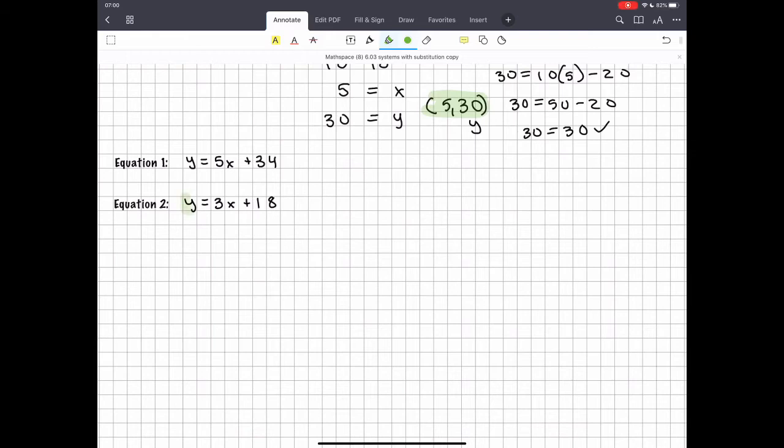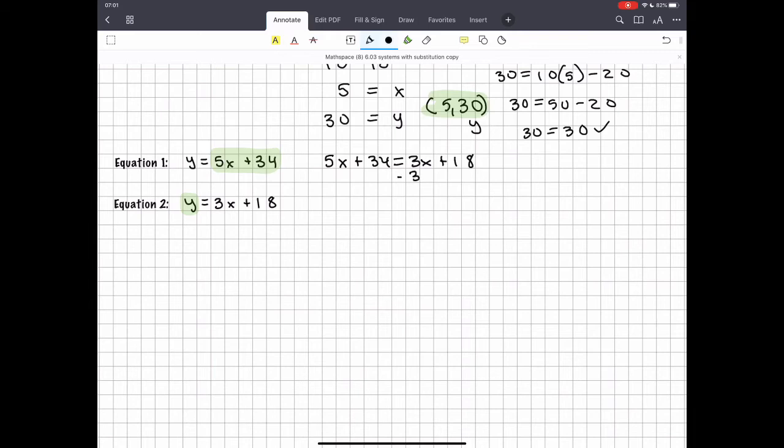I'm going to replace this y with 5x plus 34 because y can be written as 5x plus 34. So 5x plus 34 equals 3x plus 18. Again, I just substituted, so now I only have the x variable left, and I can go ahead and solve the equation to find out what x is.